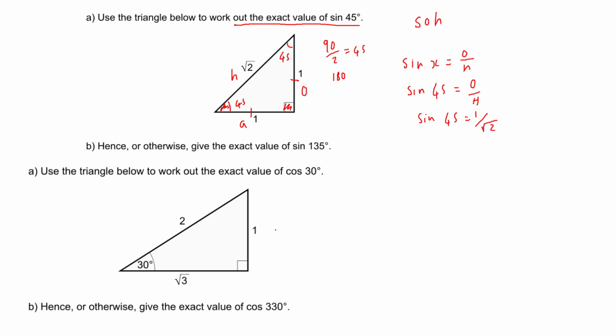Now let's look at this. Use the triangles below to work out the exact value of cos 30. And I've seen a GCSE question exactly like this. So we've got the hypotenuse, adjacent and the opposite. We don't need the opposite because we're using cos. So we know cos x equals adjacent over hypotenuse. We just sub the values in, but we know we're doing cos of 30. So that equals root 3 over 2.